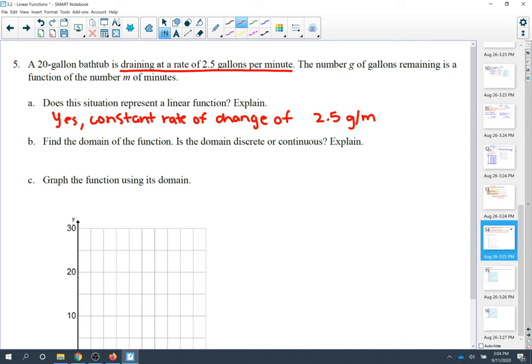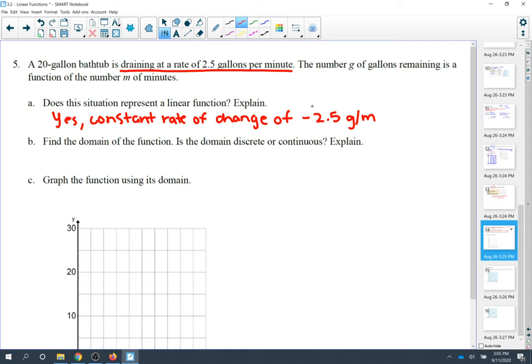So is the water increasing in the bathtub or decreasing in the bathtub? It's decreasing in the bathtub, which means our rate of change is negative, because the amount of water in the bathtub is going down. So we have negative 2.5 gallons per minute.